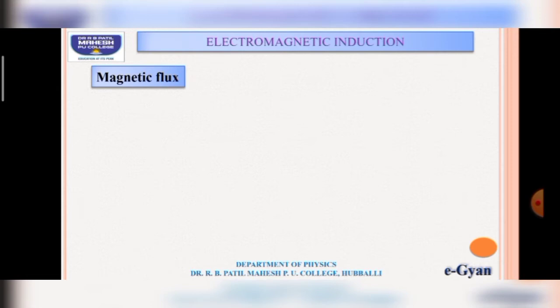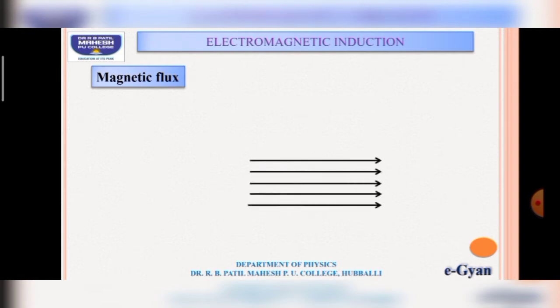Magnetic flux. Let us understand what magnetic flux is. We define magnetic flux the same as electric flux, which we have studied in chapter number 1, electric charges and fields. For this I am going to consider this diagram. These lines represent magnetic field and are called magnetic field lines. What are magnetic field lines? These are the imaginary lines which represent magnetic field.